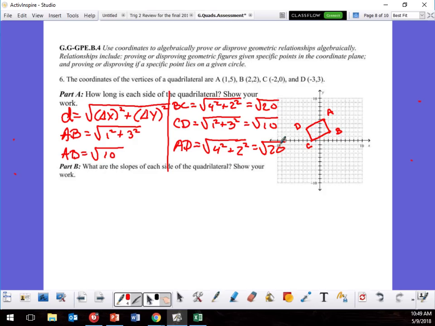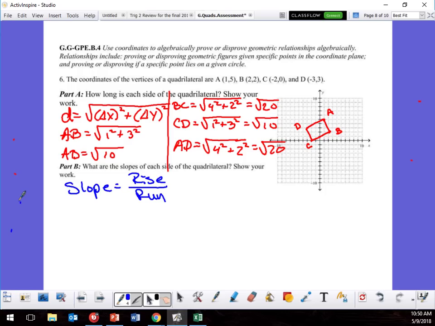Slopes. Slope formula. Now, I'm going to do this slightly different than what I did before, because it's easier to count. If I have a graph, I can count. So we know that slope is rise over run. Slope is rise over run. Now, run is always to the right. My rise is either up or down.